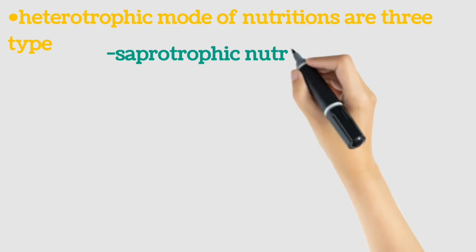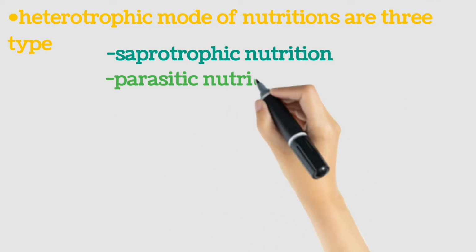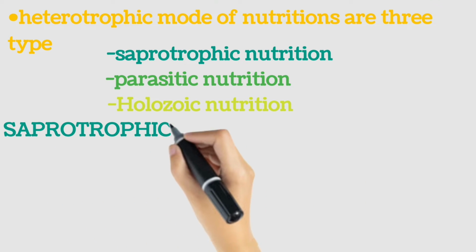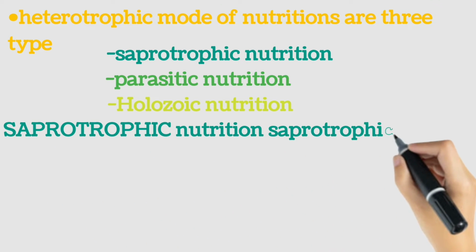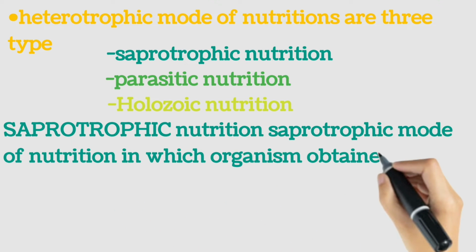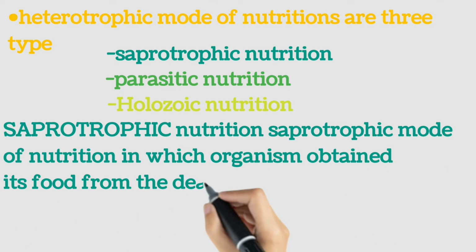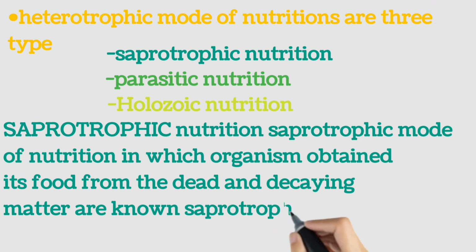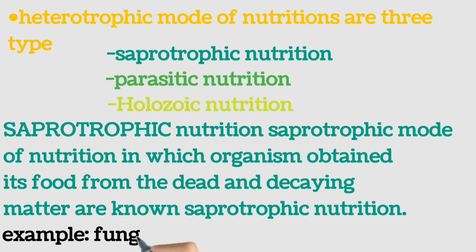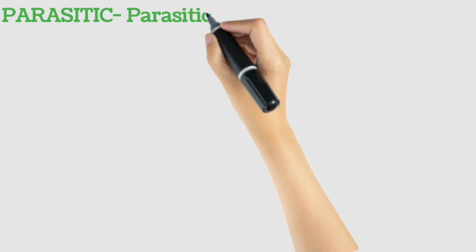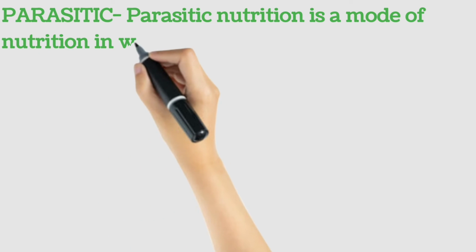Heterotrophic mode of nutrition is of three types: saprotrophic nutrition, parasitic nutrition, holozoic nutrition. Saprotrophic nutrition: the mode of nutrition in which organisms obtain their food from dead and decaying matter is known as saprotrophic nutrition. Example: fungi, mushroom, yeast.